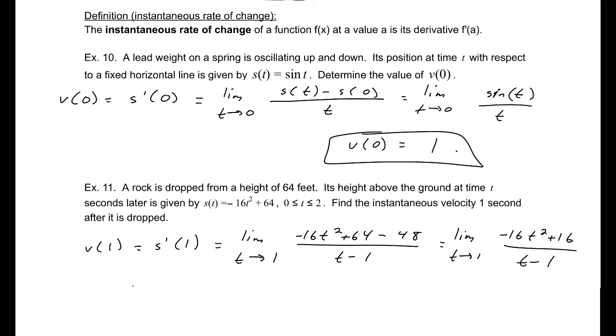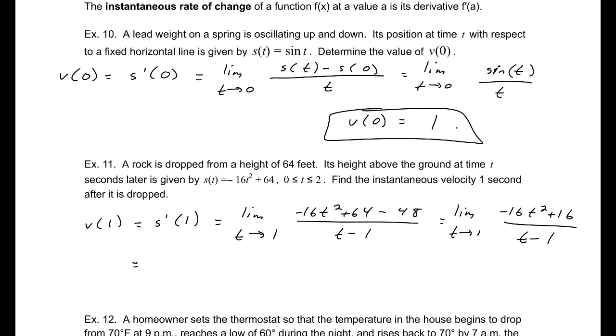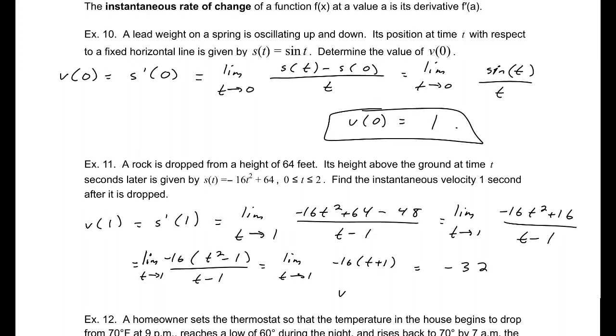Now, I'm going to bring this over to the next line. If I factor out a negative 16, and leave that limit as t approaches 1, I get t squared minus 1 over t minus 1. And that is going to cancel to be the limit as t approaches 1 of negative 16 times t plus 1. Now, if I evaluate that, that is negative 32. Therefore, v of 1 is negative 32 feet per second.